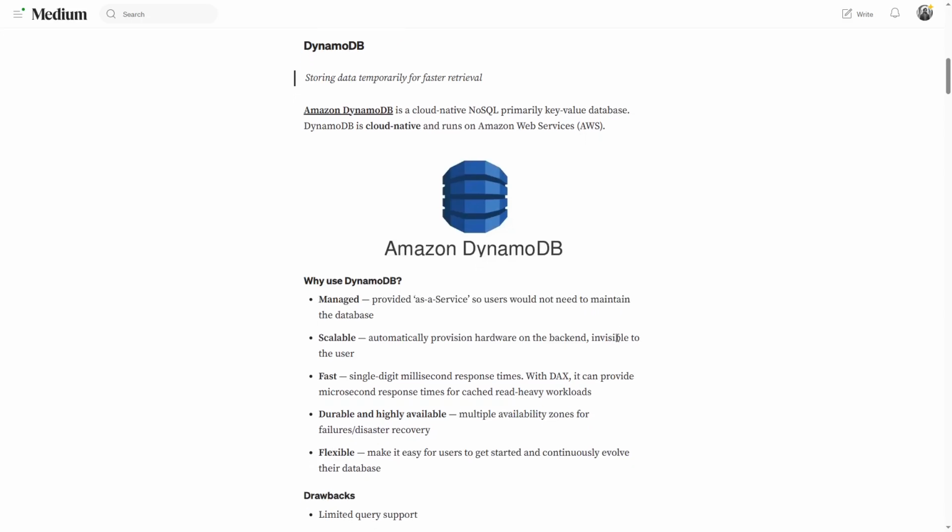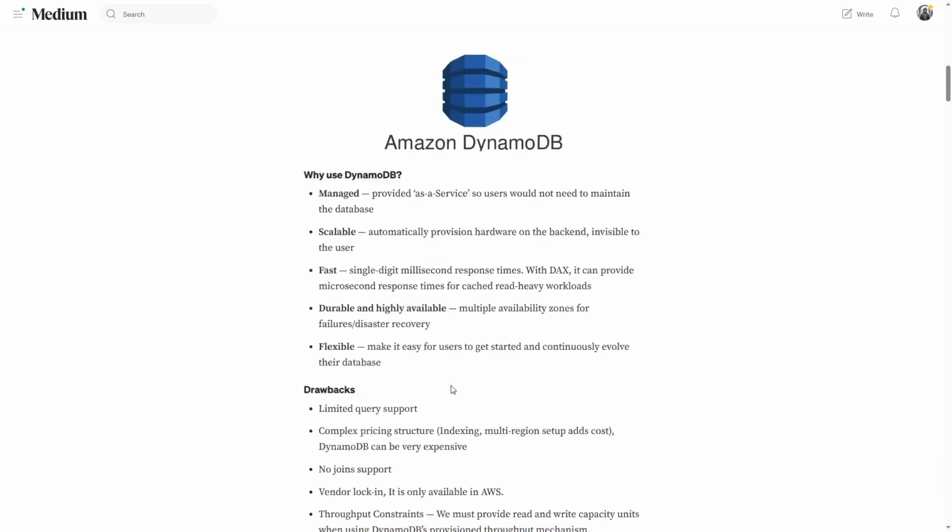Then we have DynamoDB. Although I try to keep things open source, I'm discussing DynamoDB in this case because it is widely used and available on cloud platforms like AWS. It's only available in AWS, but it is very common to leverage Amazon DynamoDB as a NoSQL key value pair database. Hence DynamoDB is also being discussed.